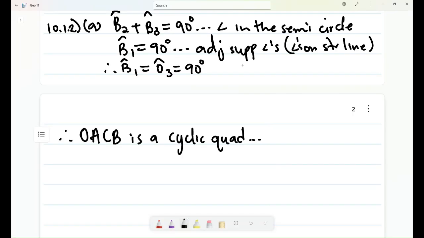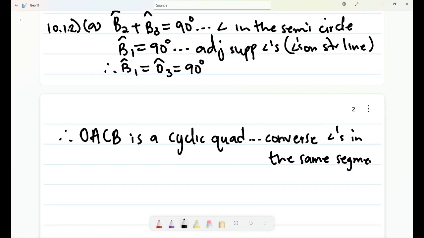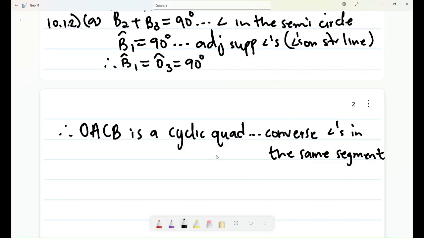What if you were told that it is a cyclic quad? What's going to be your reason here? Your reason would be angles in the same segment, right? But remember, in this case you're trying to prove, so you're going to say converse angles in the same segment. When you reason for the proof, you say use converse.